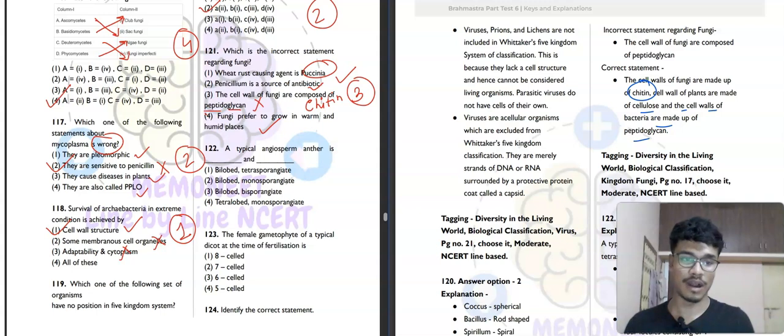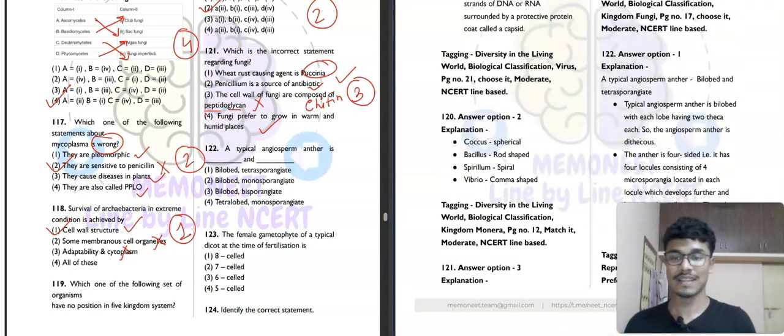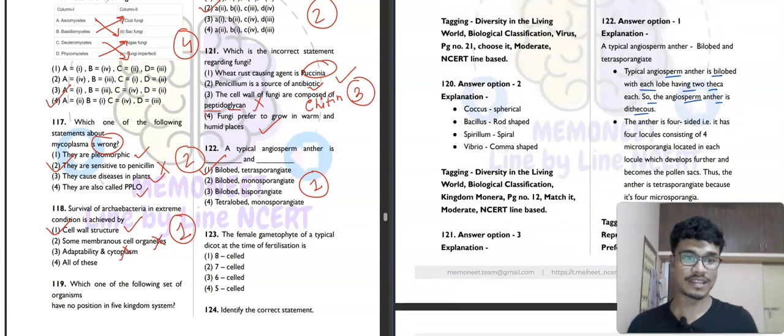Next question, question number 122. It is saying that a typical angiosperm anther is dash and dash, bilobed and tetrasporangiate. So the first option will be your correct answer, that the typical angiosperm anther is bilobed with each lobe having 2 theca. So the anther is dithecous, and that means it is tetrasporangiate. Why is this tetrasporangiate? We will see this. The anther is 4-sided, that has 4 locules consisting of 4 microsporangia, located in each locule, which develop further becoming pollen sacs, and that's why the anther is tetrasporangiate. So the first option will be your correct answer.